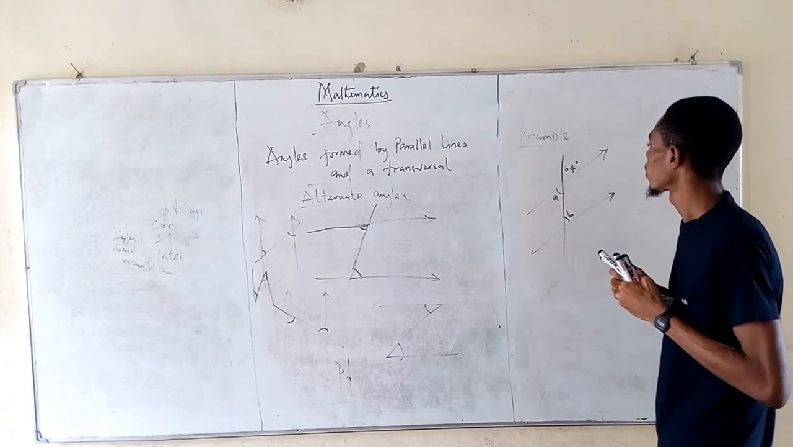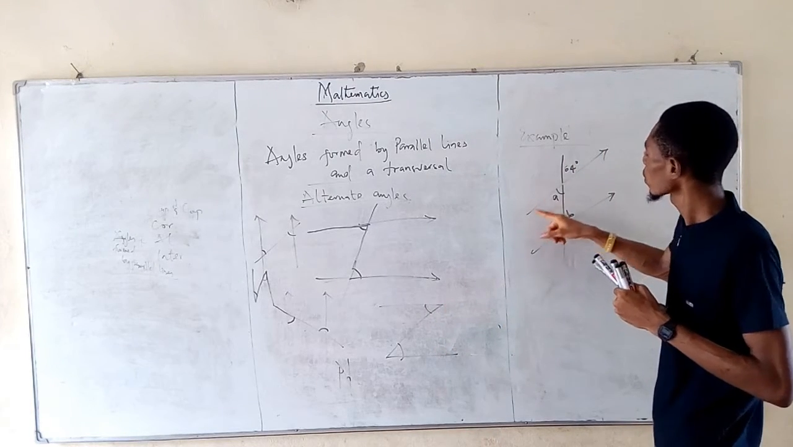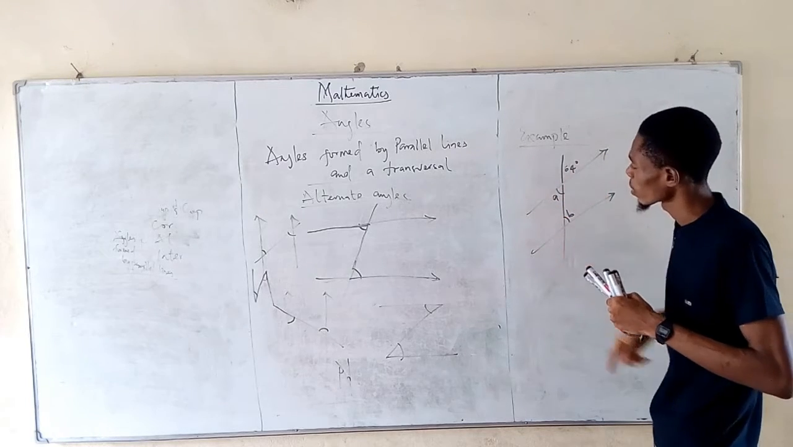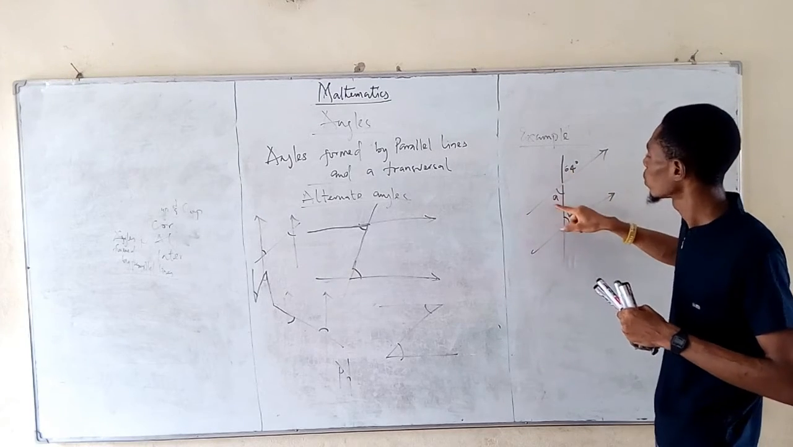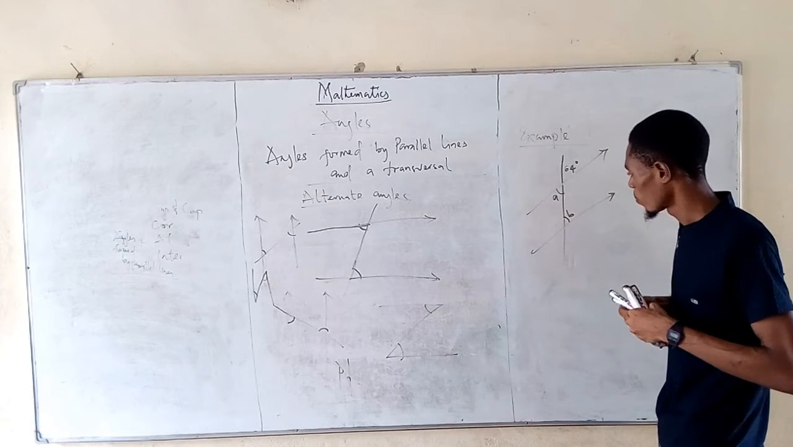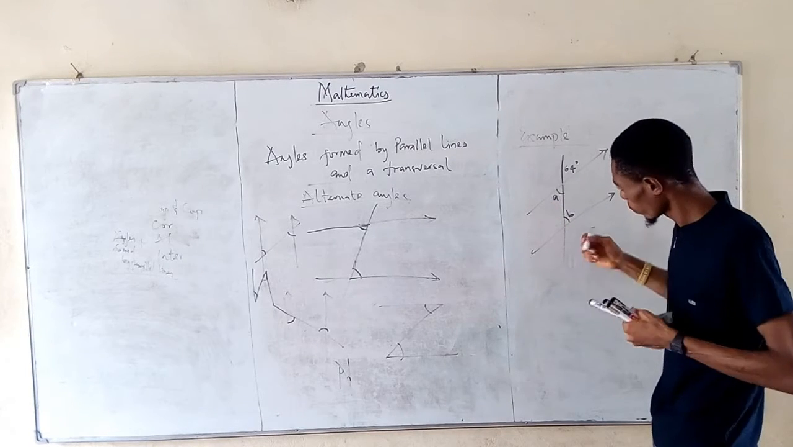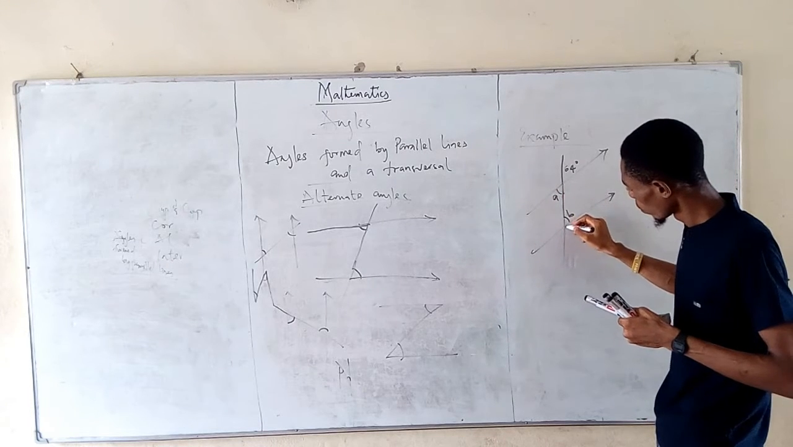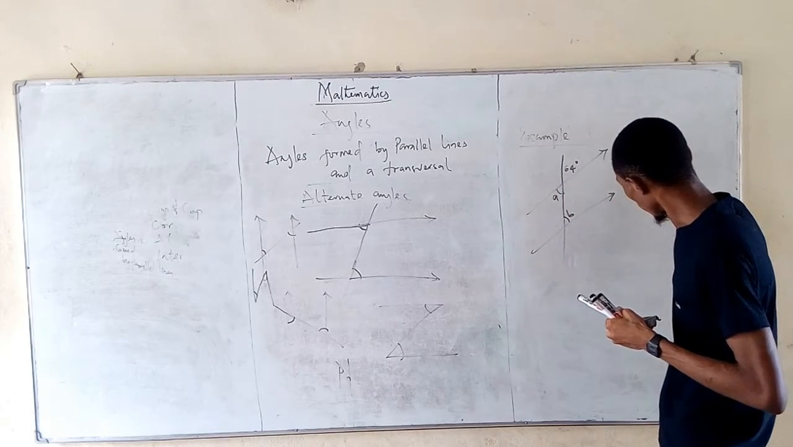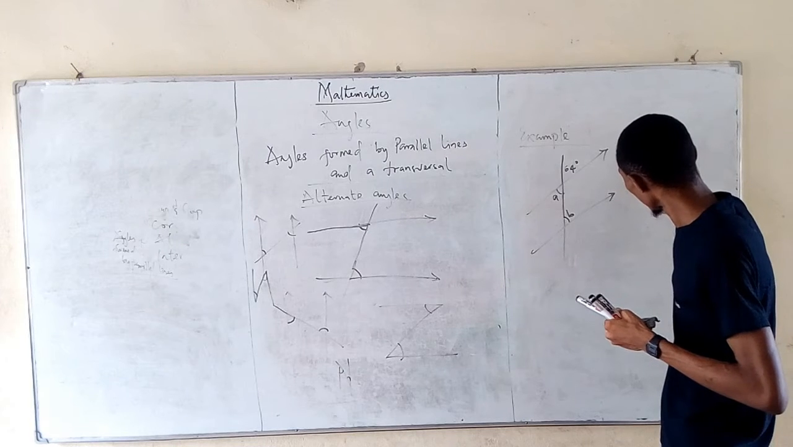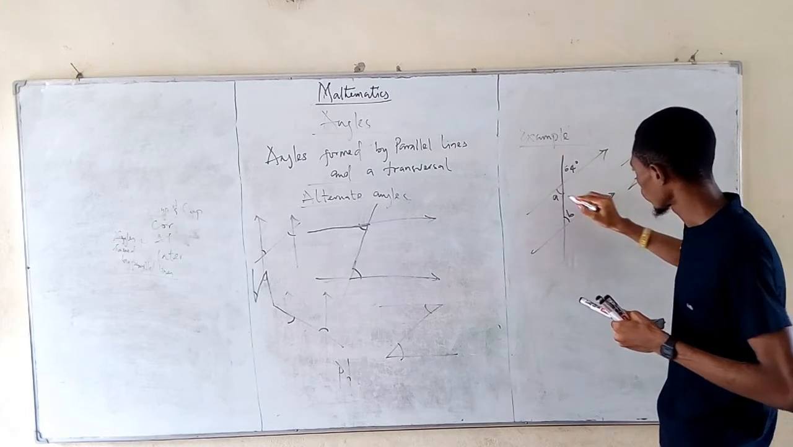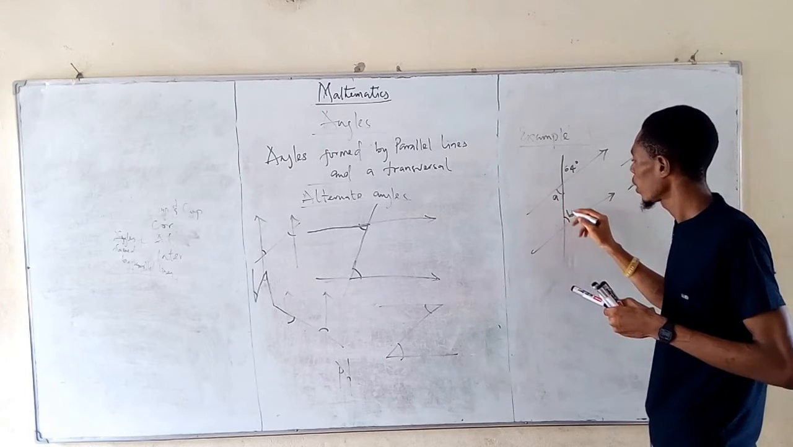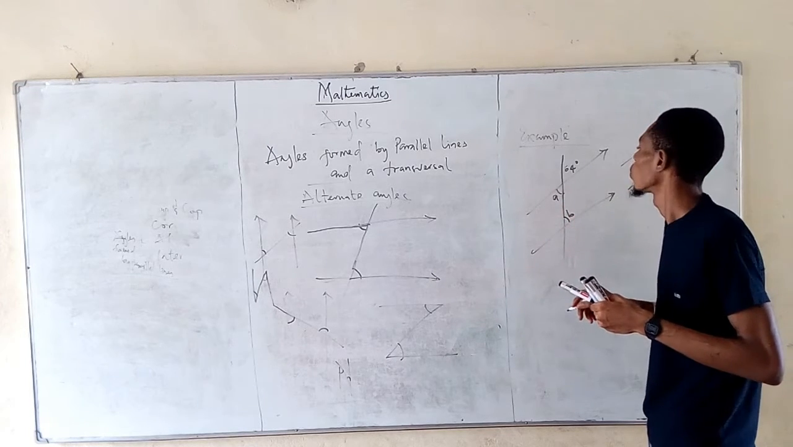Let's try this example out. Find the marked angles. These are parallel lines, these are transversal. Here is 64 degrees, this is A, this is B. If you look closely at this diagram, this angle forms a Z shape. It means this angle is alternate to this angle. So A and B are alternate angles.